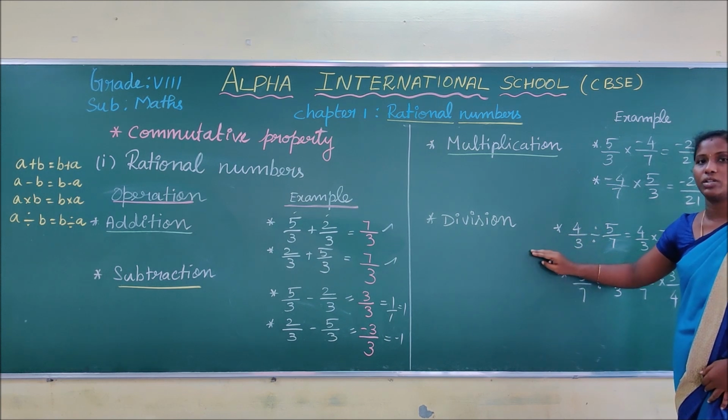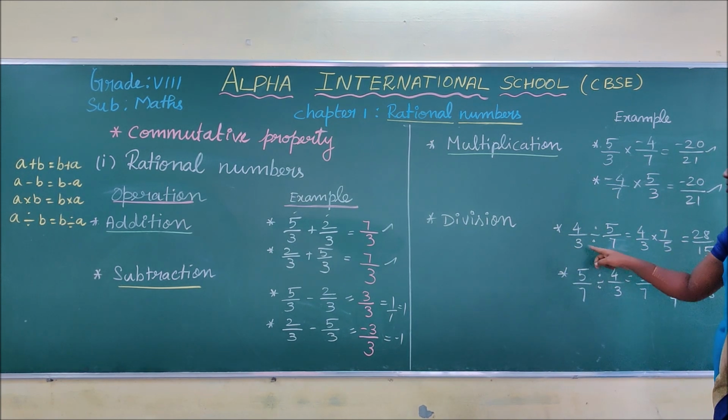Next, let us check for division. We are going to divide two rational numbers. For example, 4 by 3 divided by 5 by 7. Already we saw an example based on this. Just replace the symbol by multiplication and take the reciprocal of the second number. So 4 by 3 into 7 by 5. What is the result? 7 fours are 28 and 3 fives are 15. Just replace the values, 5 by 7 divided by 4 by 3. So 5 by 7 into 3 by 4. What is the result? 5 threes are 15 by 7 fours are 28. Whether the two results are the same? They are not the same. So the commutative property for division is not satisfied here.